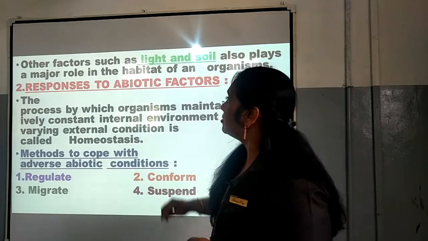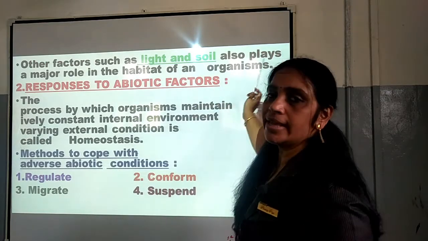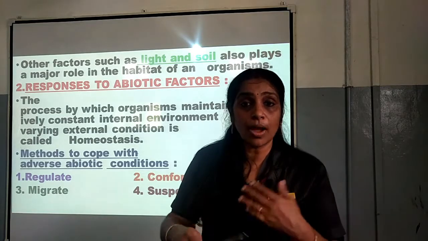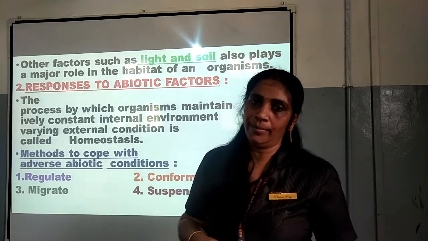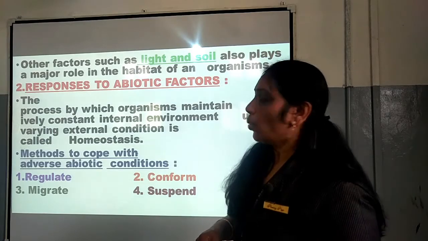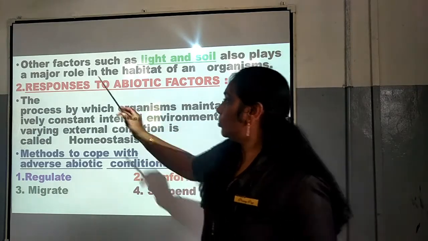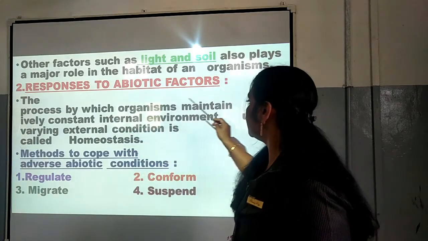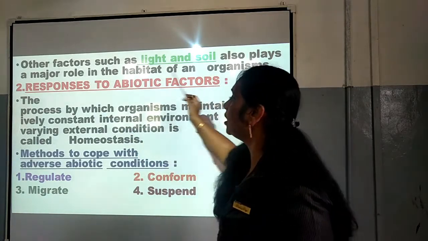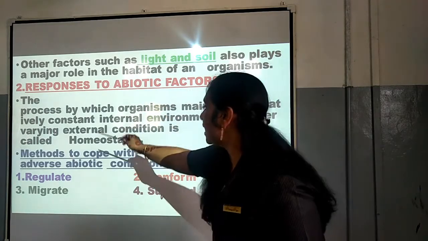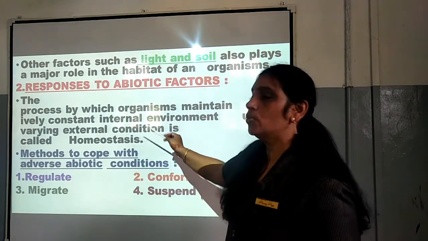Now, the other factors such as light and soil also play a major role in the habitat of an organism, which brings about variation in the environment. The second one is responses to abiotic factors. The process by which organisms maintain a relatively constant internal environment under varying external condition is called homeostasis.